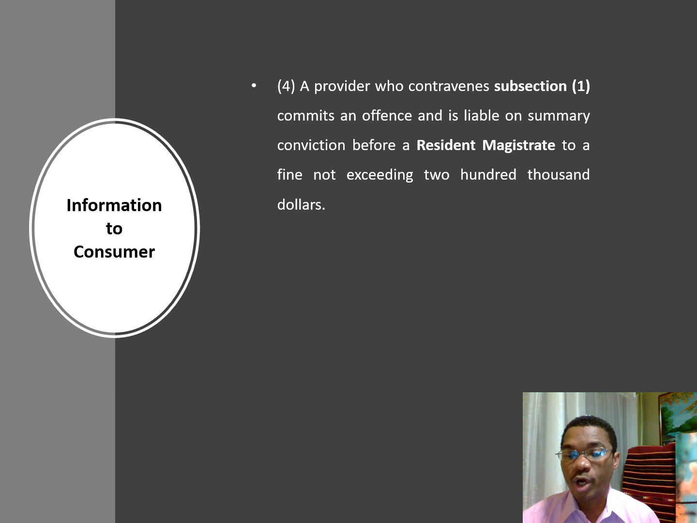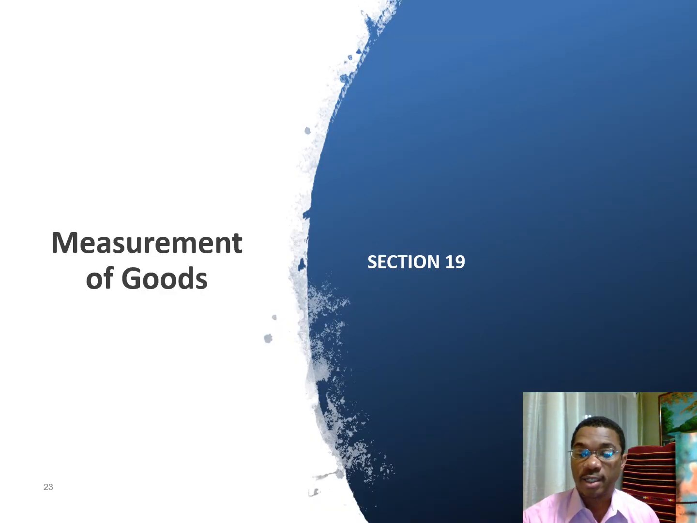And subsection 4 of Section 80 imposes a sanction on the provider who fails to provide information to the consumer. And here the matter is a matter for the parish court, the parish judge, and if the service provider is found to be in violation of Section 18, then the fine upon conviction is 200,000 Jamaican.